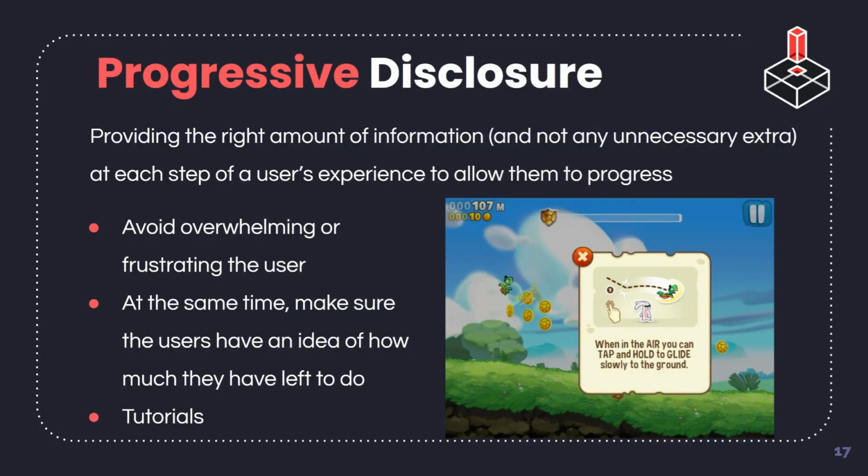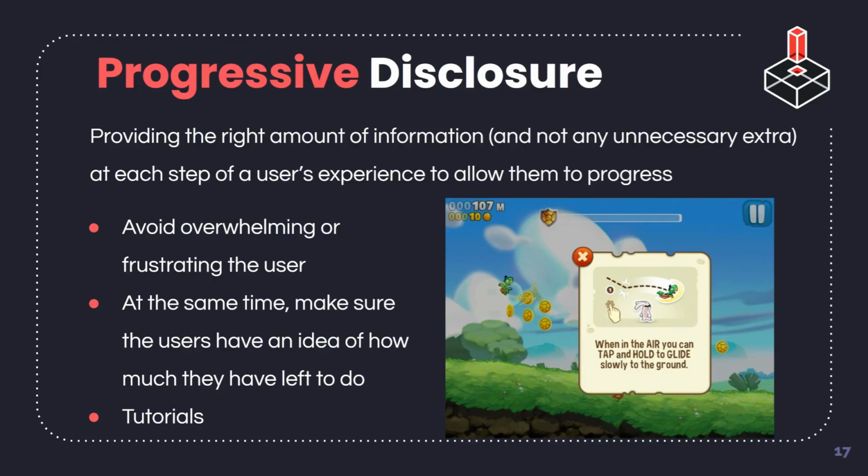Progressive disclosure. Progressive disclosure is providing the right amount of information and not any unnecessary extra at each step of a user's experience to allow them to progress. So that's pretty wordy, but let me break down what it actually means. You want to avoid overwhelming or frustrating the user. At the same time, you want to make sure the users have an idea of how much they have left to do. So when you're working on a game, you want to think about what pieces the user actually has to know at each moment in order to progress forward.